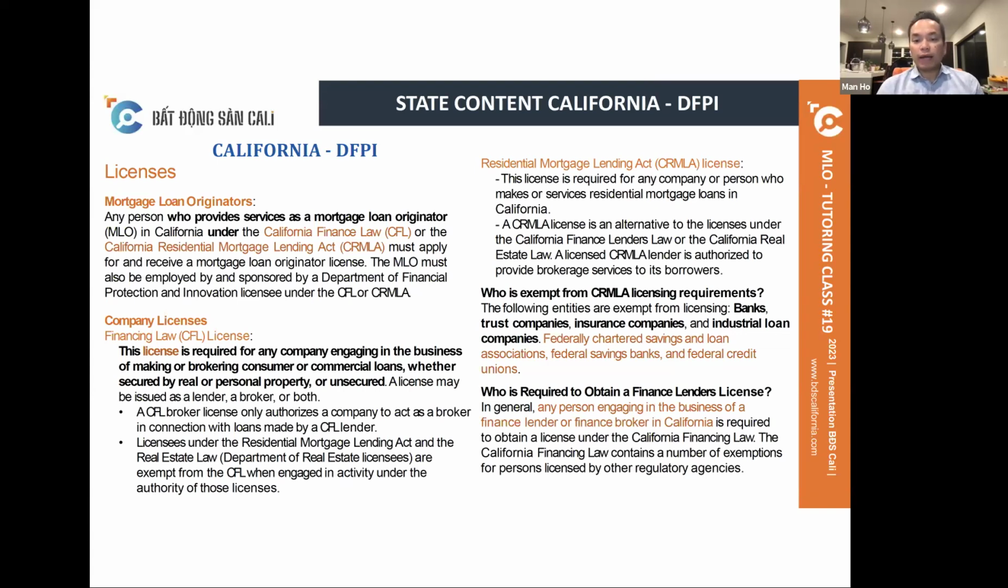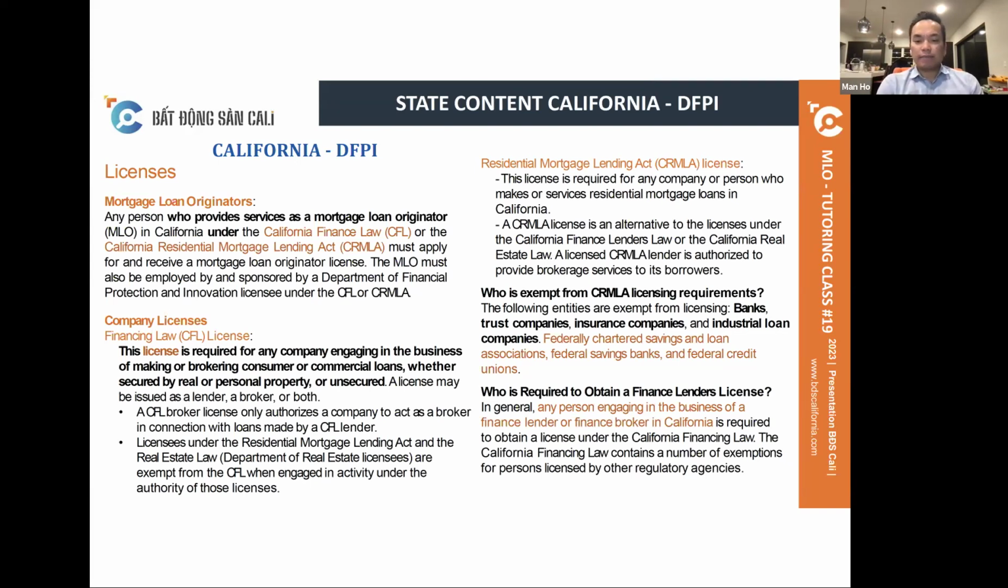A CRMLA license is an alternative to the licenses under the California Financial Lenders Law or the California Real Estate Law. A licensed CRMLA lender is authorized to provide brokerage services to its borrowers. Meaning that under the CRMLA license, you can provide broker-type services to the borrowers. You go out, you search for lenders, 120 lenders, 130 lenders, right? You find a good product, you bring it back, and you serve that product to the client or the borrower.